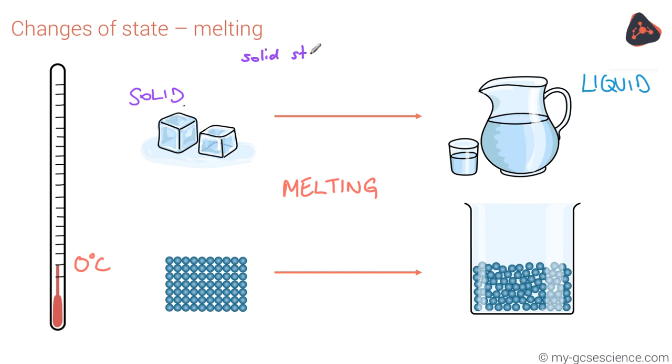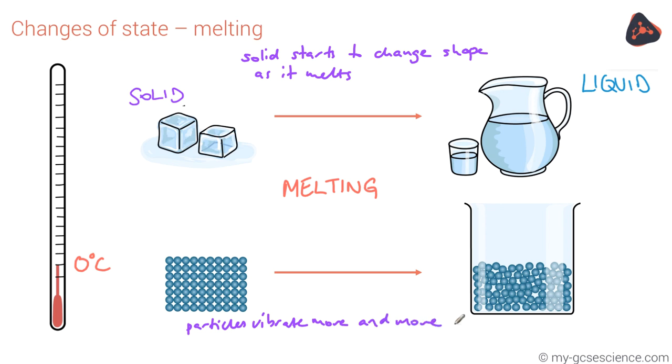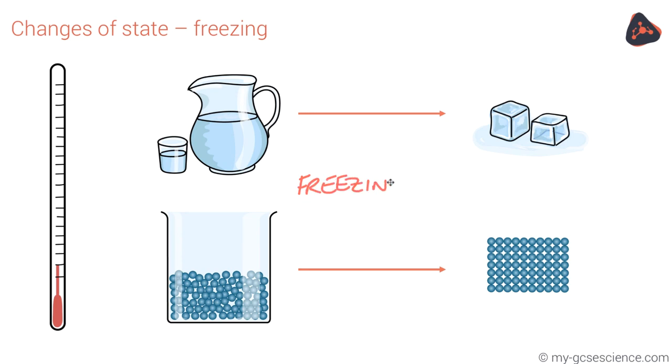When a solid melts, the particles start to gain energy from the surroundings, and they start to vibrate more and more and more until they can start to move past each other, thus changing from the solid particle model with the particles that can't move around into the liquid particle model where the particles can move past each other and flow. Freezing is the opposite of melting.